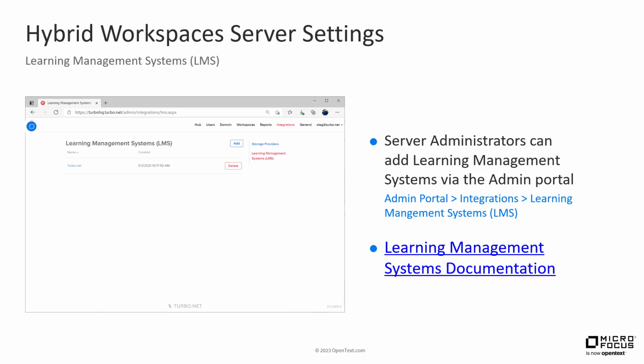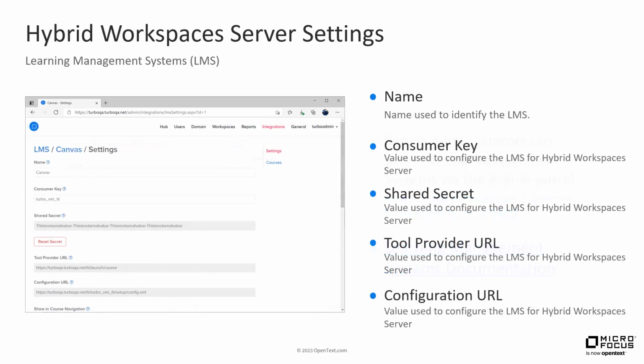To configure an LTI or learning management system, you would go into the administration portal, click on integrations in the upper right, and then select learning management systems. You give a name for the LMS, consumer key. A shared secret will be available, as well as the tool provider URL and the configuration URL. All of these will be used to configure the LTI in your learning management system.